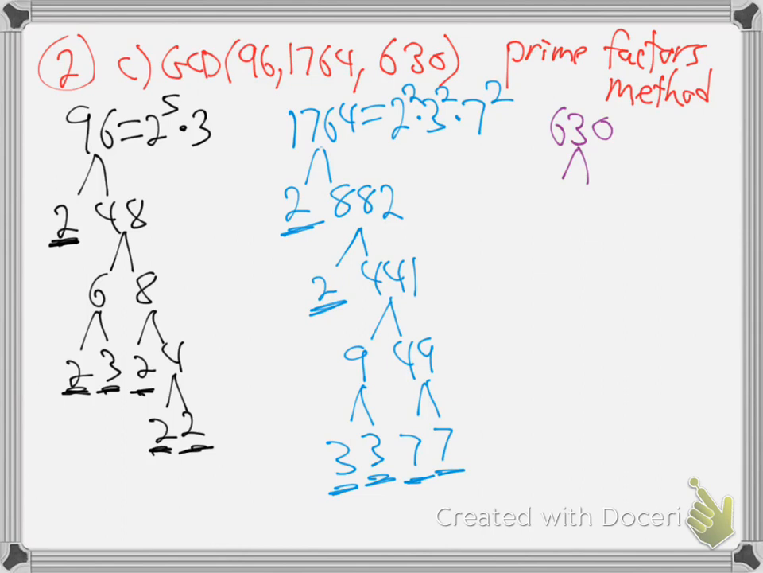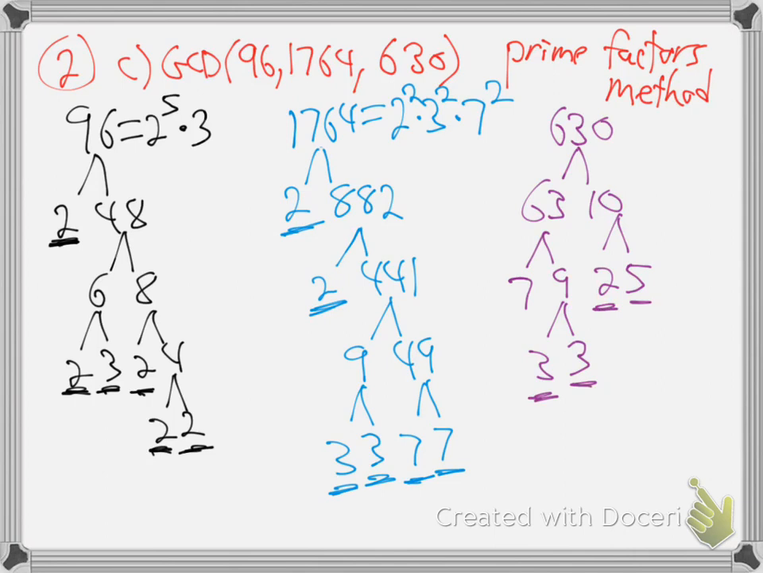Finally, the 630. Anytime they end in a 0, I just peel off a 10. And then that's 7 times 9, 2 times 5, 3 times 3. And what is that? So we got a couple 3s, a 2, a 5, and a 7. So a single 2, 3 squared times 5 times 7, right? There's the prime. I would double check if it was a test.